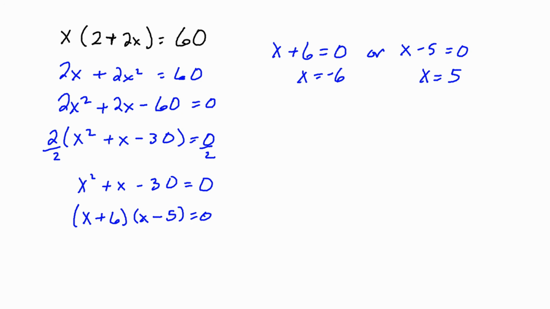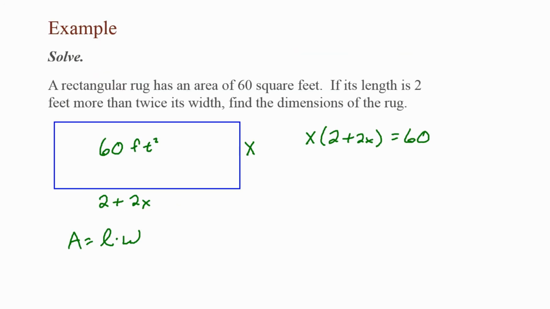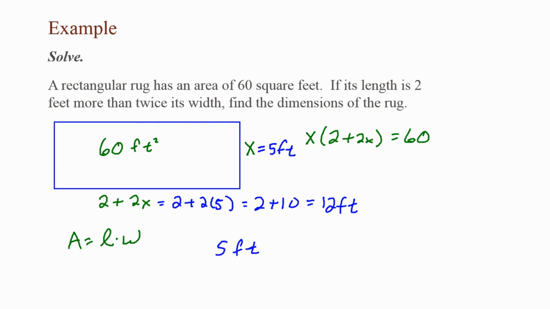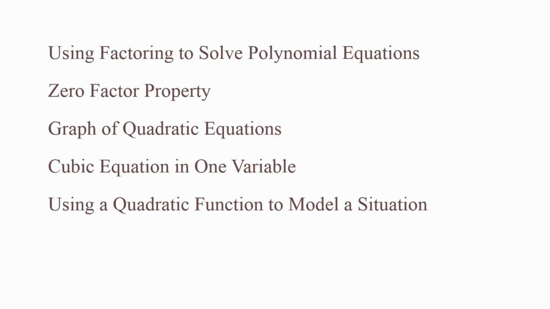Since we are dealing with feet, I can't have a negative measurement. So I can rule out x equals negative 6 and will only use x equals 5. So if x equals 5 feet, then 2 plus 2 times 5 will equal 2 plus 10, which is 12 feet. So the dimensions of my rug are 5 feet by 12 feet.